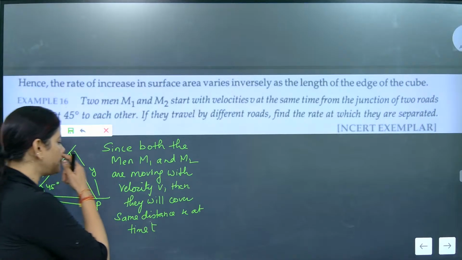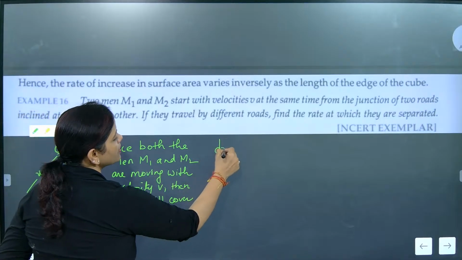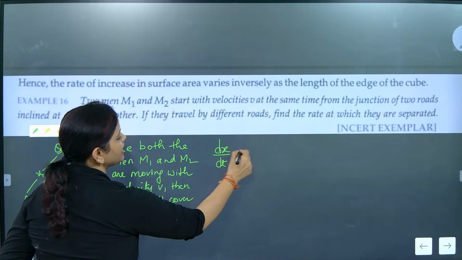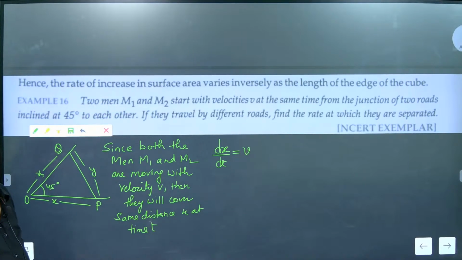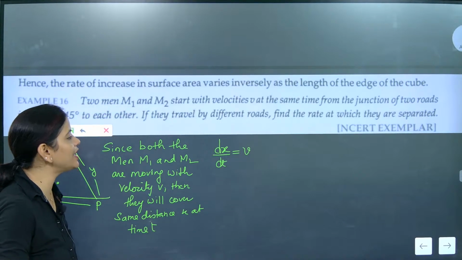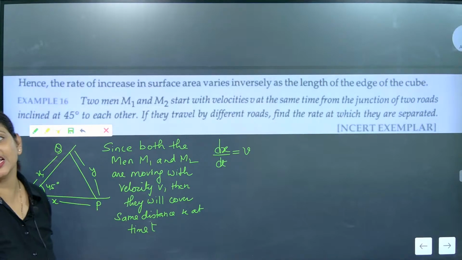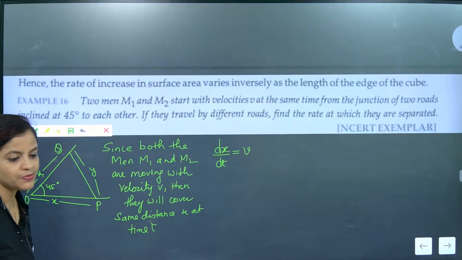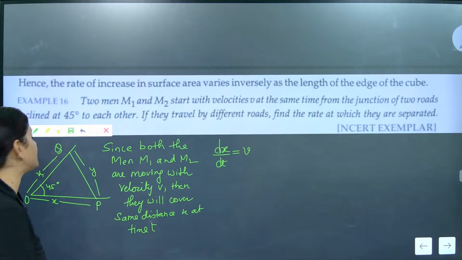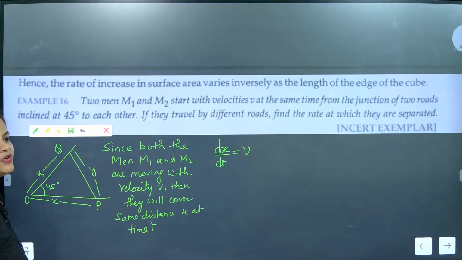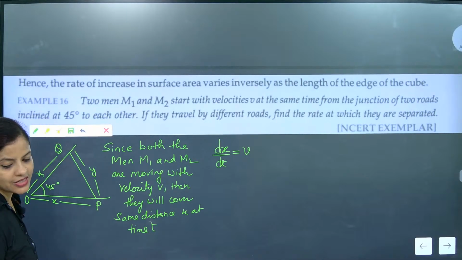Now, beta, what are we going to write? We will write dx by dt, the rate of change of displacement, is coming as what, beta? v. So when dx by dt is v, and PQ we considered as y, what is the distance between the two men? y. We are considering the distance between the two men as y.